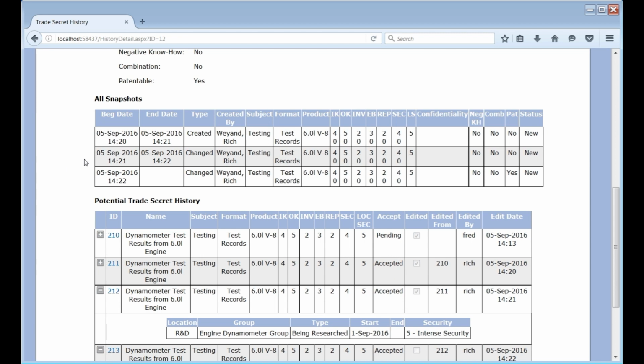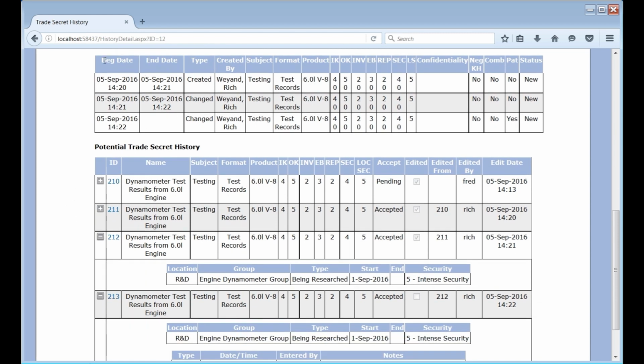Now, it recorded another line for 212. And that recorded a third line for 213. And if I look at these dates here, 1, 2, 3, I can see that that's these dates and times right here, 1420, 1421, and 1422. These two also have an end date. Those are no longer current. This is open on the end date, so it is current.